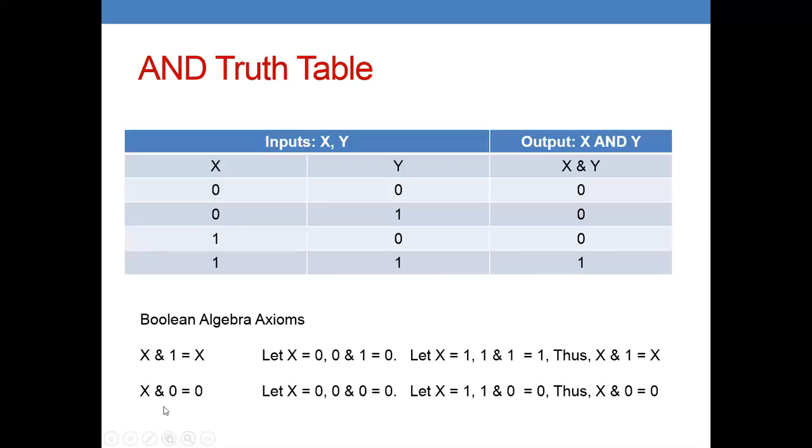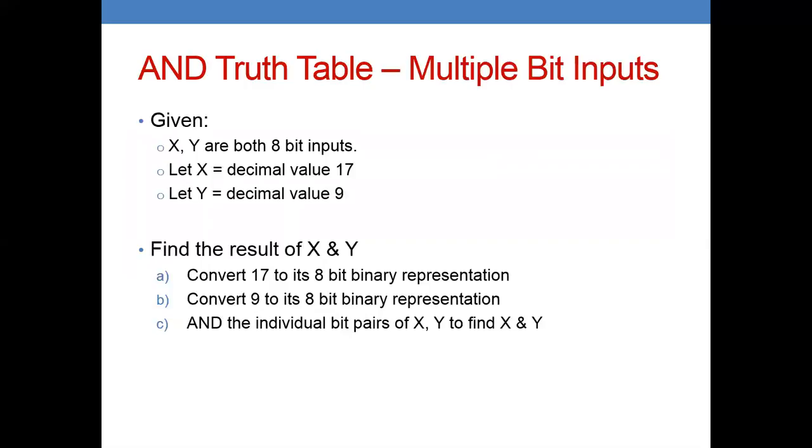The other important axiom is that x ANDed with 0 always produces 0. So let's look at the two cases. When x is 0, we see that 0 ANDed with 0 produces 0. And when x is 1, 1 ANDed with 0 produces 0. Thus, x ANDed with 0 equals 0. So these axioms will be important in our usage of bit masking later.